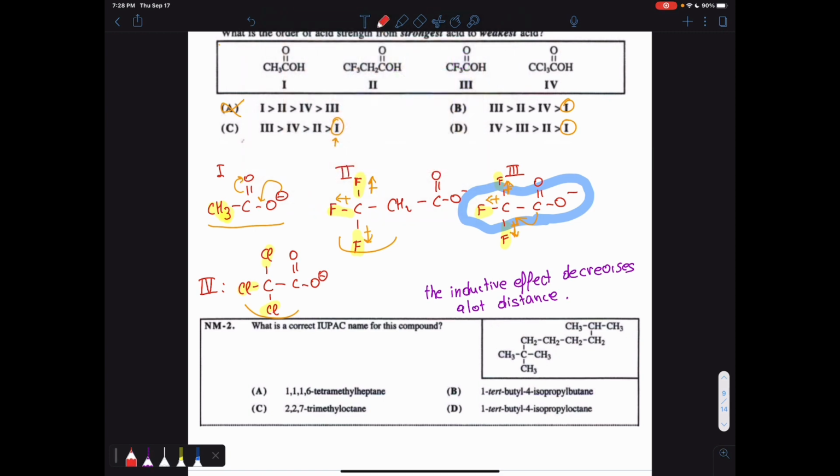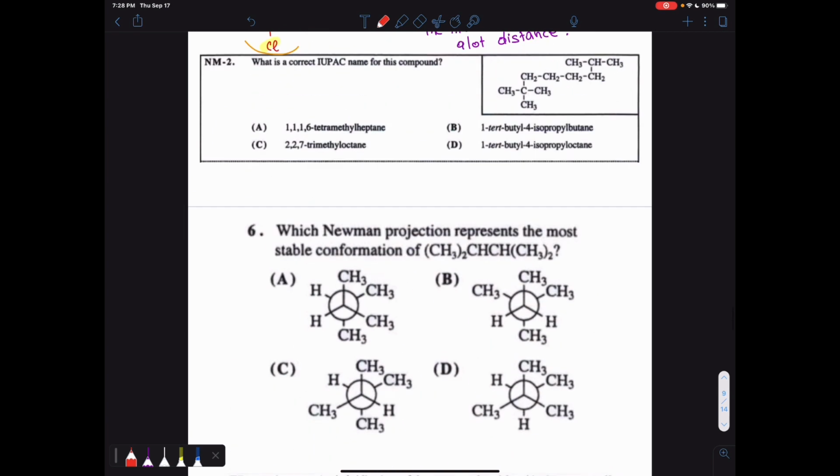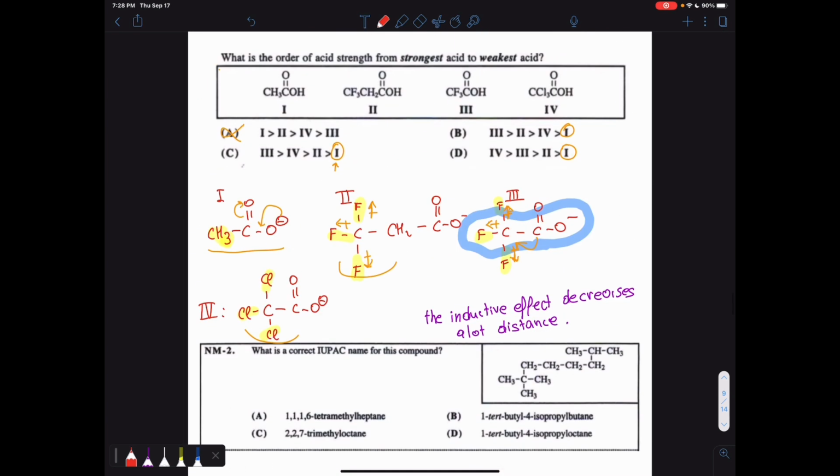So now, knowing that, we need to compare number 3 to number 4. We have a chlorine and a fluorine. To compare that, we have to look at the periodic table. Comparing fluorine to chlorine, we know that fluorine is more electronegative. And if it's more electronegative, it means it's more stable, there is more delocalization of the charge, meaning that 3 is going to be more stable than 4. So we know that 1 is the least stable, and 3 is going to be the most stable. So with that, we'll get rid of option D. We're looking at option B and option C.